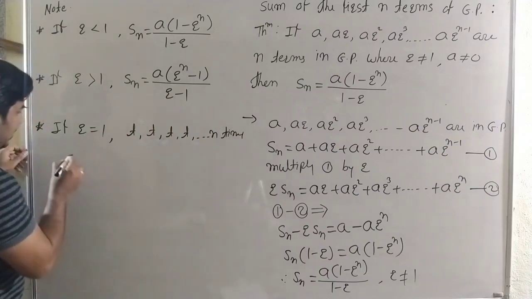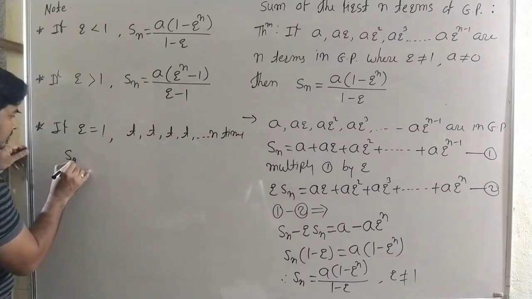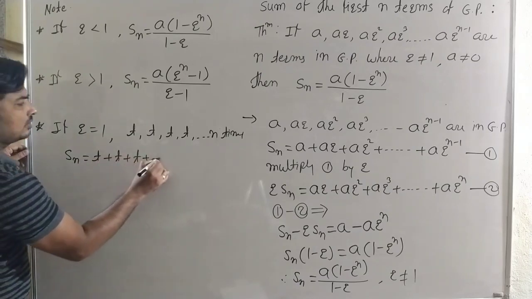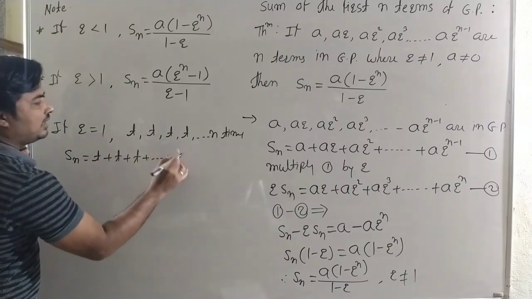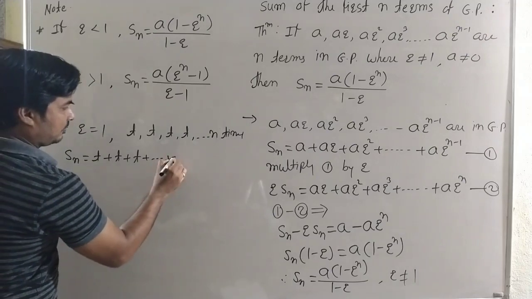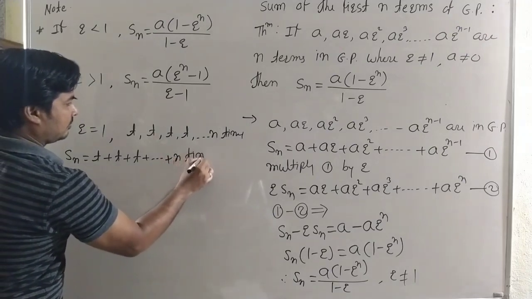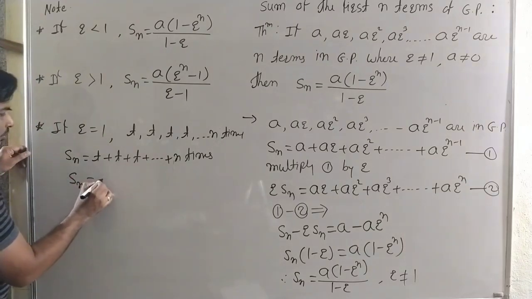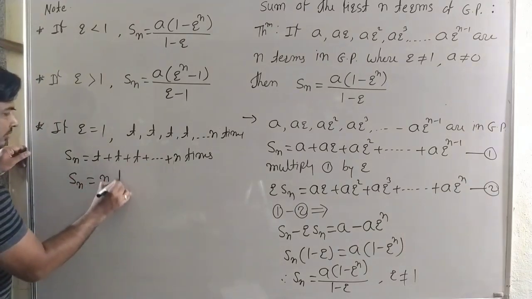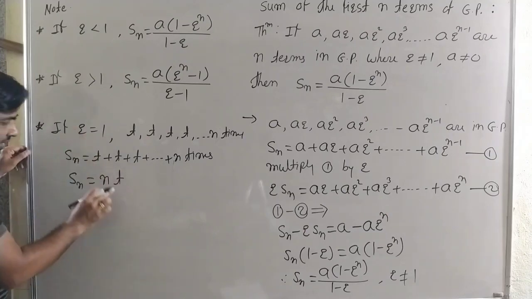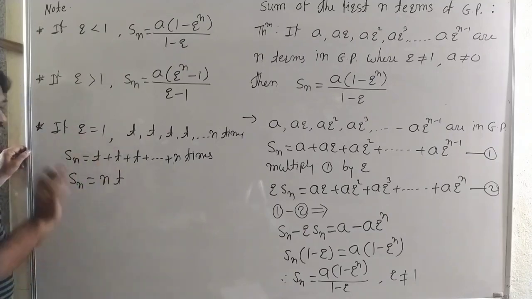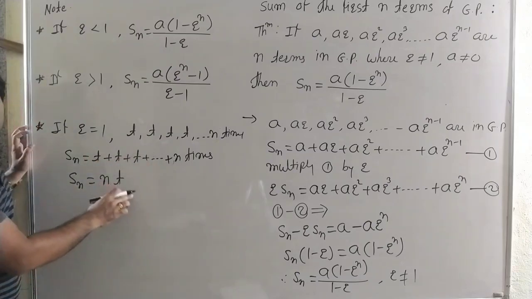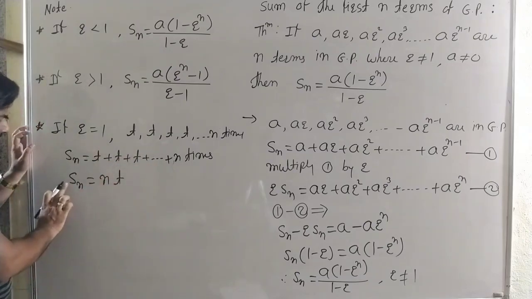Then Sn is t plus t plus t, and so on, n times. Therefore Sn is equal to n into t, that is n times t. In general, we take the first term as a, therefore we can write n into a.